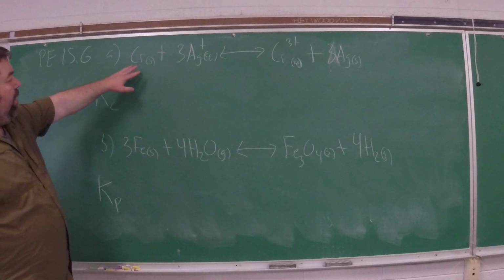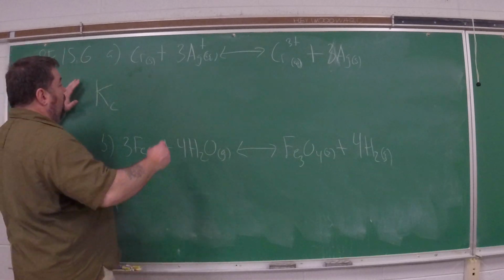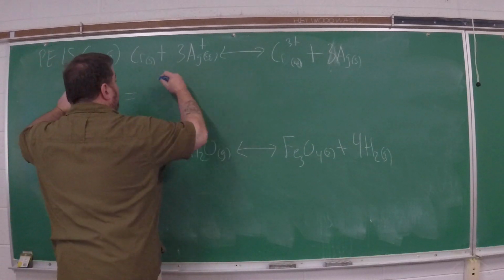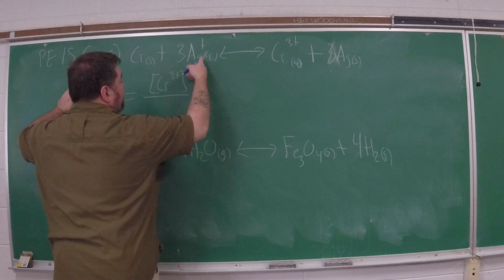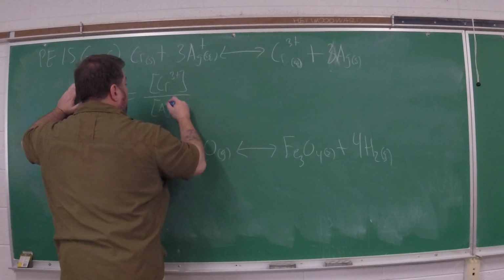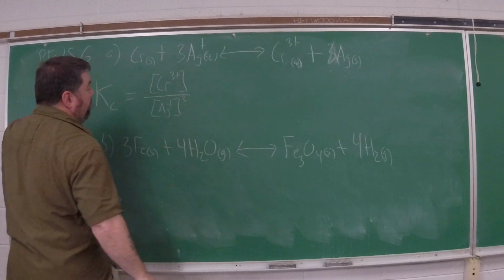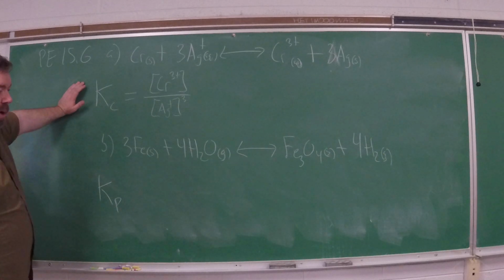Let's go back here. So again, solids do not appear in equilibrium. So products over reactants, we're going to have the concentration of chromium 3+ divided by the concentration of silver plus raised to the third power. Right? What about for this one?